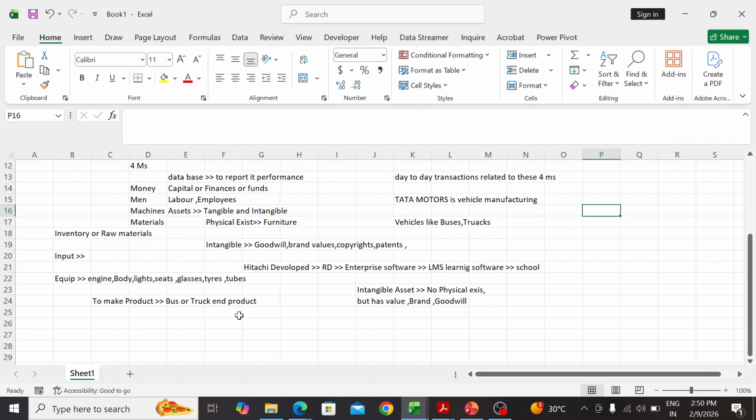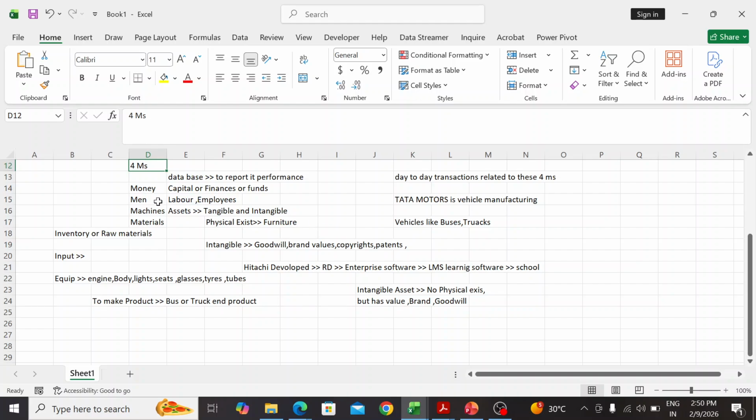So all these things take a lot of effort and involve a lot of transactions, correct? Paying a salary or wages to an employee is a transaction. Procuring raw material is a transaction. Paying the current bill or power bill is a transaction. So in order to produce a product, you are doing so many transactions related to these four M's.